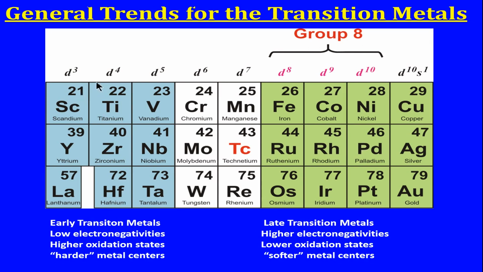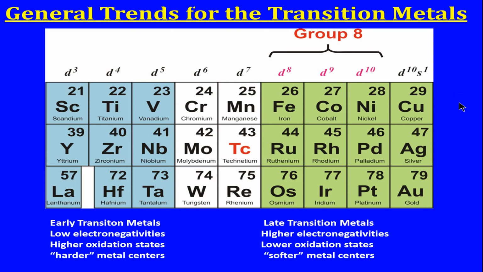The high oxidation state metals, as we said, from D3 to D6, the early transition metals, have short electron density and tend to have good donor ligands.